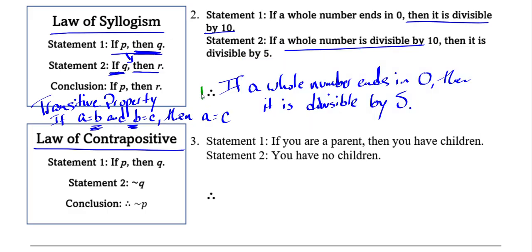These 3 dots mean therefore. That's what we say at the beginning of the conclusion. We have a statement, therefore we can conclude something else.